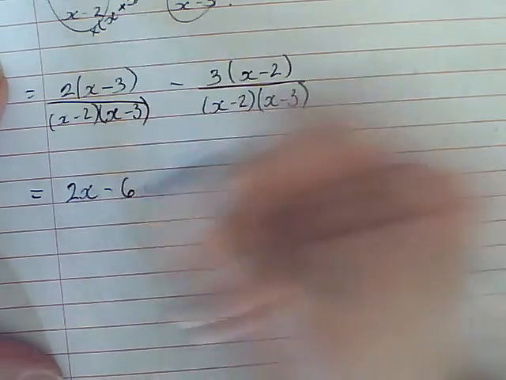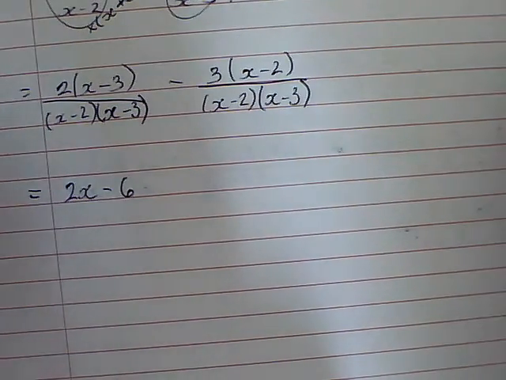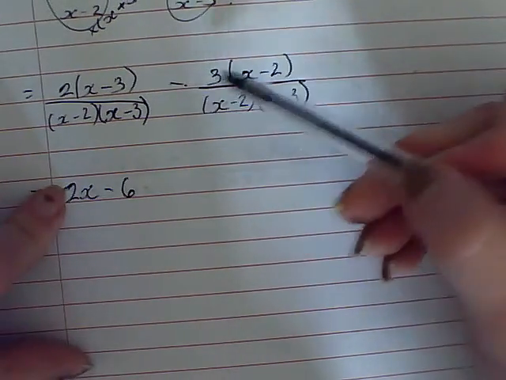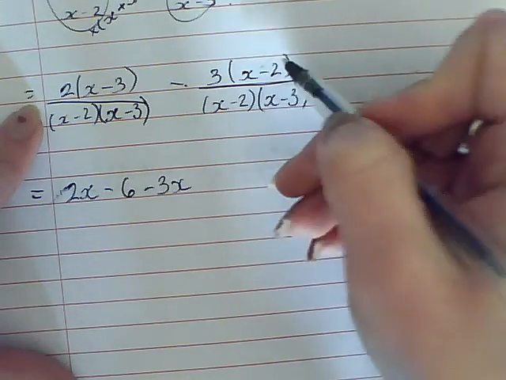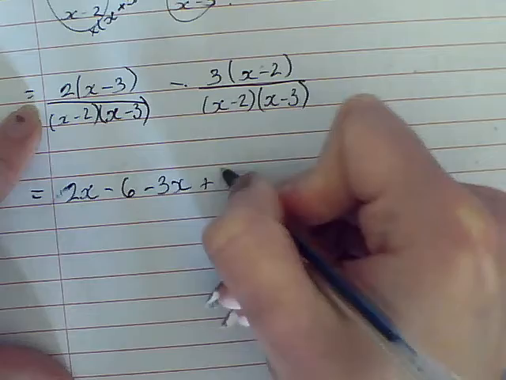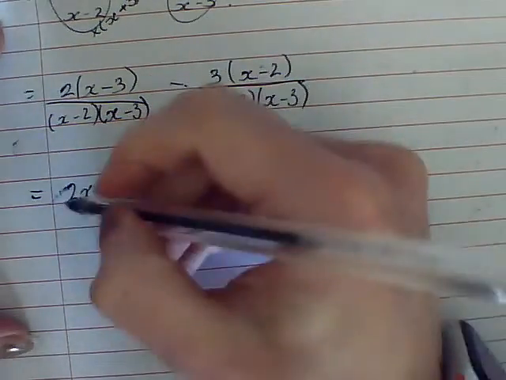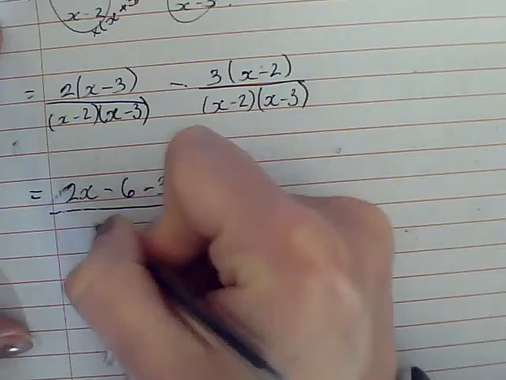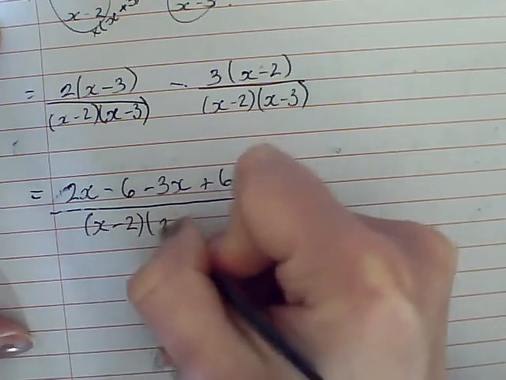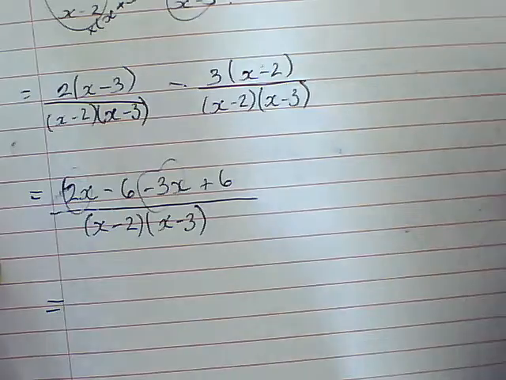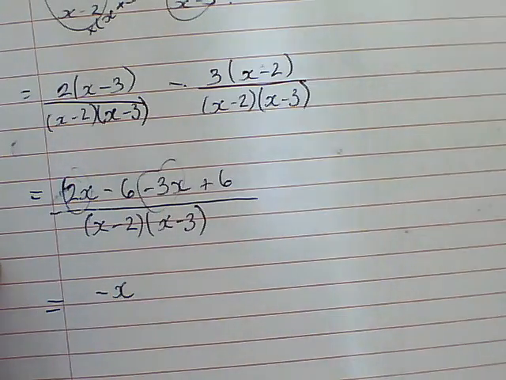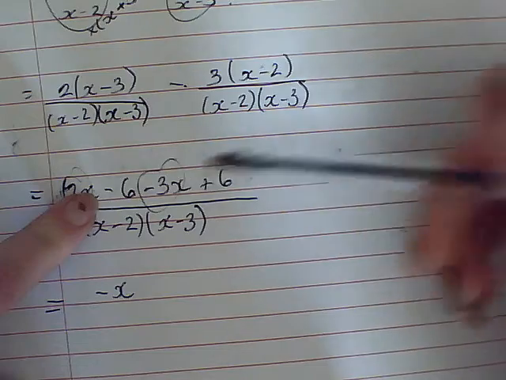And this is where I need to be super careful because there's loads of negatives about. So there's my first one. The next one is what is tricky. Negative 3 times x, negative 3x, negative 3 times negative 2, positive 6. Alright, so don't be caught out there. And collect our like terms. 2x subtract 3x is negative x or negative 1x. And then negative 6 add 6.